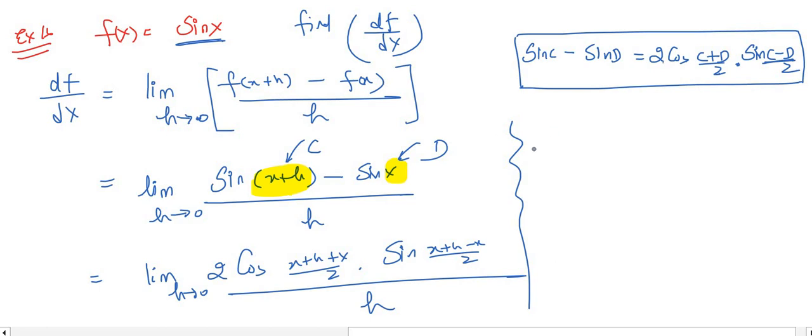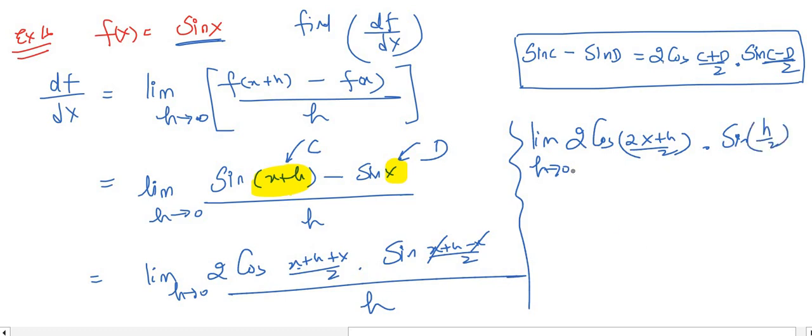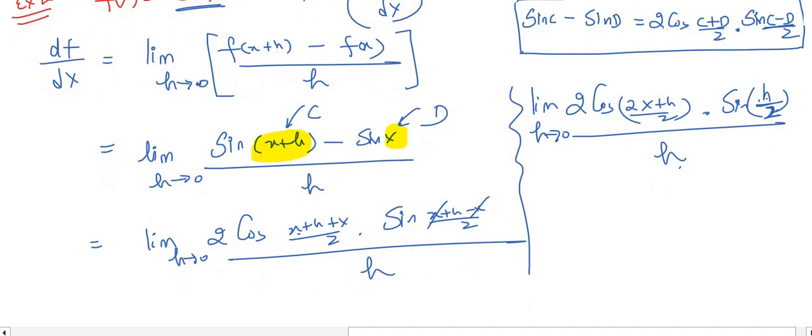So what we will get here is limit h is tending to 0, 2 cos of (2x plus h) by 2 into sine of, this x and x cancel, h by 2, divided by h. Now comes the important part. We have learned that sine h by h is 1. We remember that by formula, correct? Let me write down that formula.